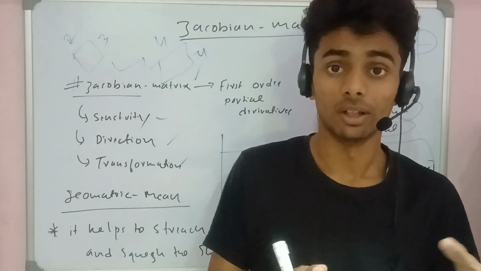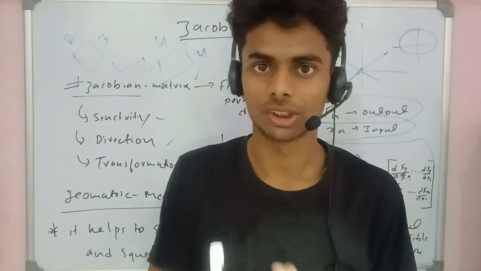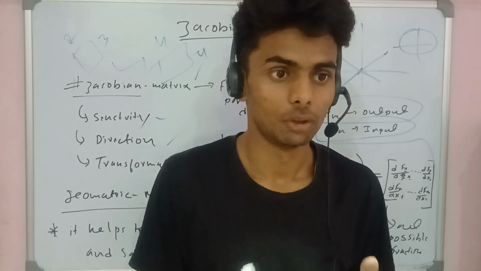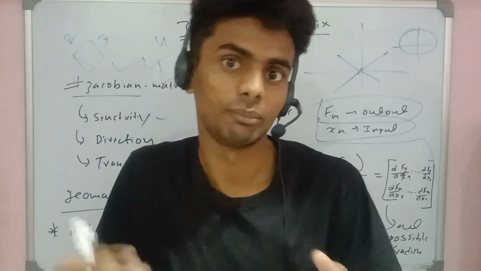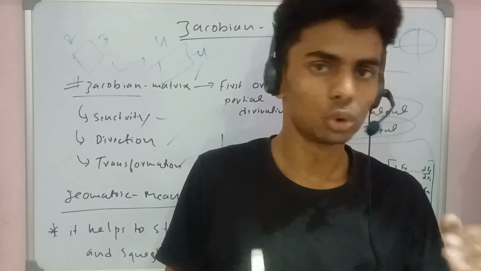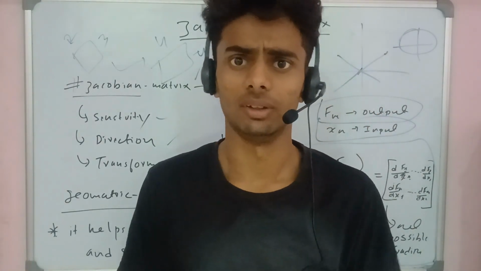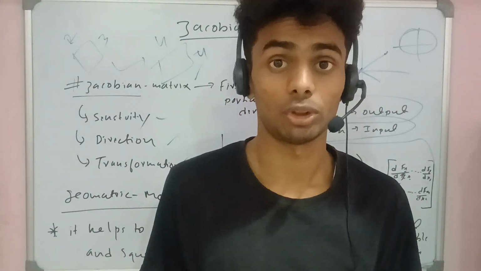And why is this particular one important? I consider it important because when you try to use this concept in machine learning, you should know how the Jacobian matrix actually works here. So that's important.